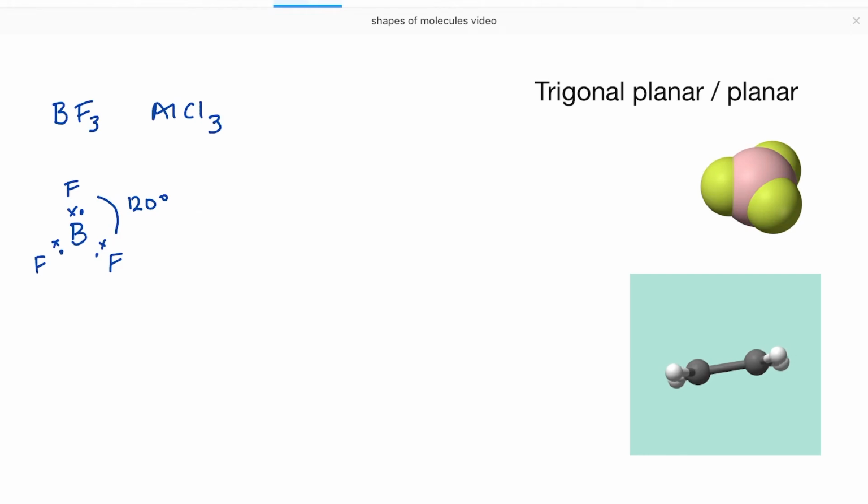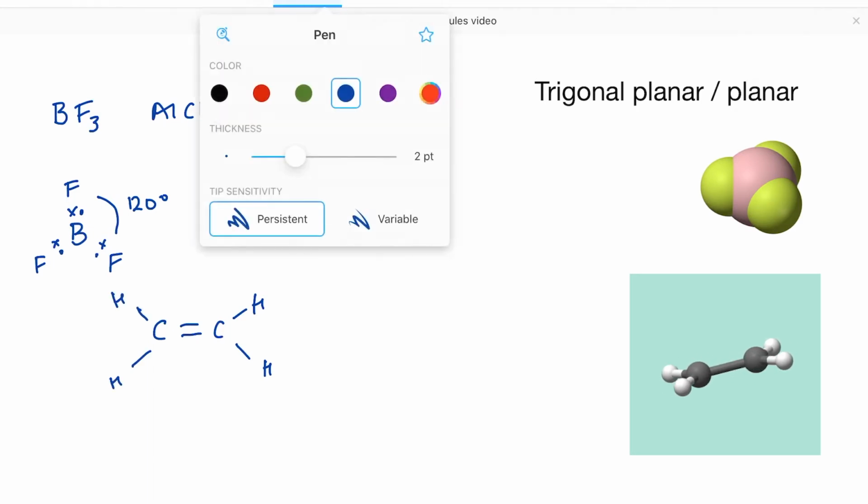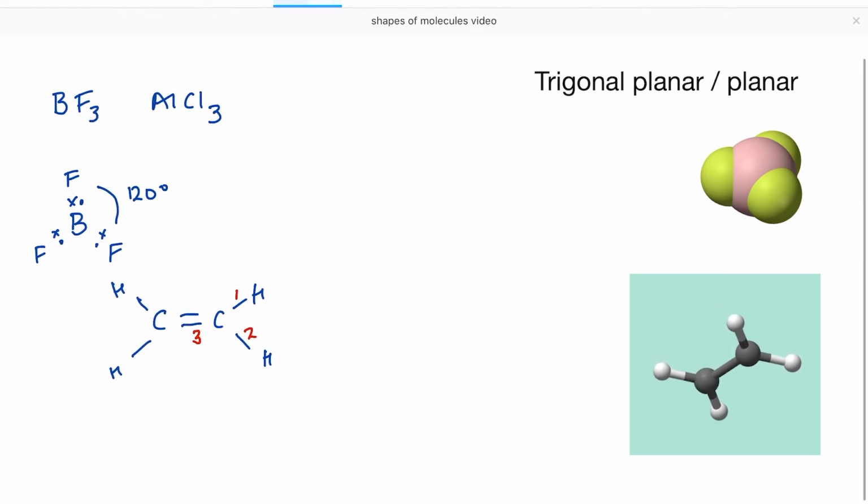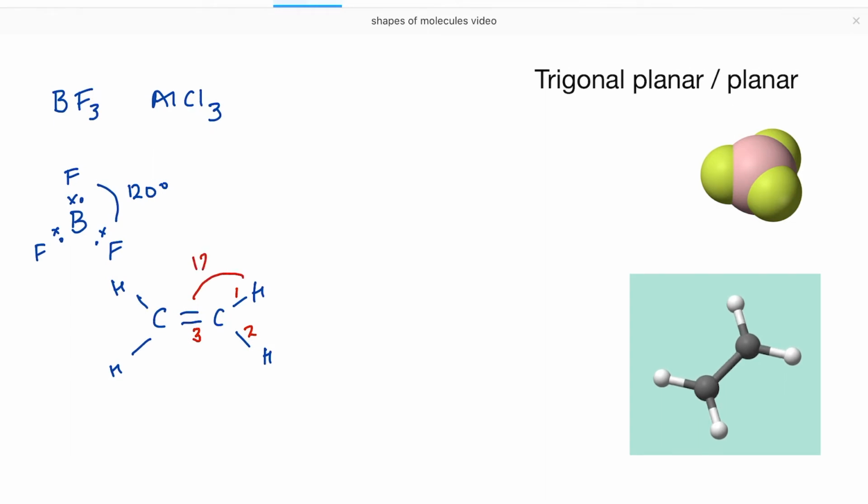The other place that we see a bond angle of 120 degrees is in an alkene. So if I were to take, for example, ethene, then hopefully we should be able to see straight away that around either of the carbon atoms I have got 1, 2, 3 areas of electron density. The fact that one of them is a double bond is not relevant. 3 regions of electron density, move to minimise repulsion, bond angle 120 degrees.